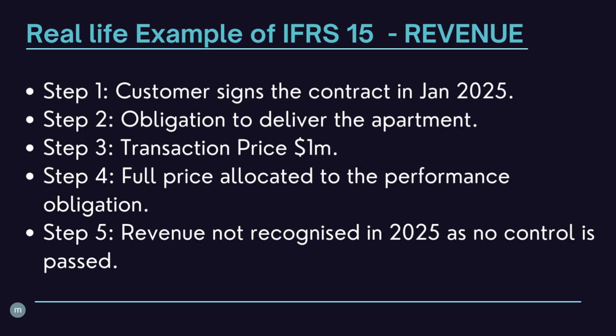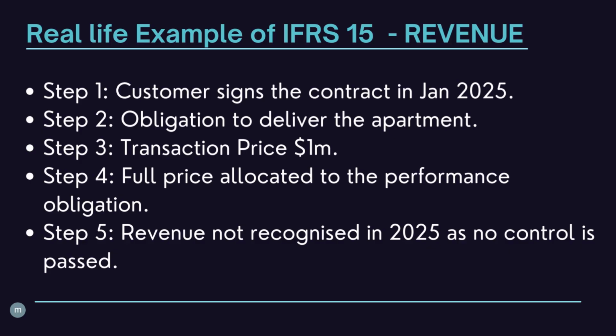Now, the last step is to recognize revenue when the performance obligation is satisfied. This is the key part. Emaar cannot recognize that $1 million right away. Why? Because the customer doesn't have control of the apartment yet.